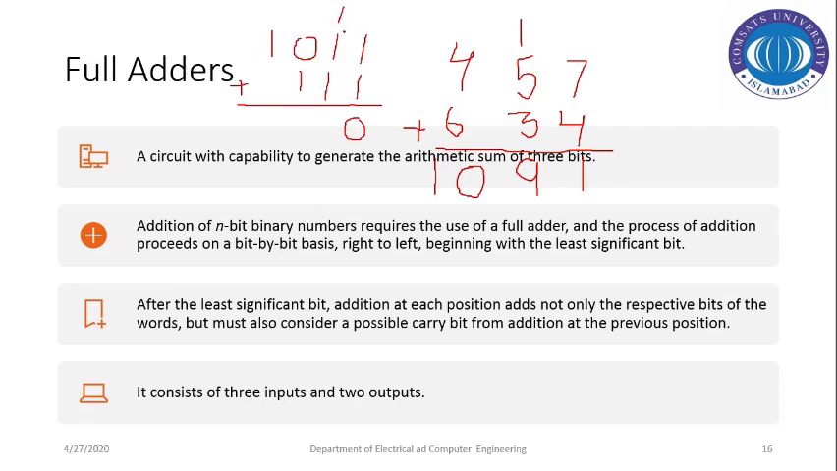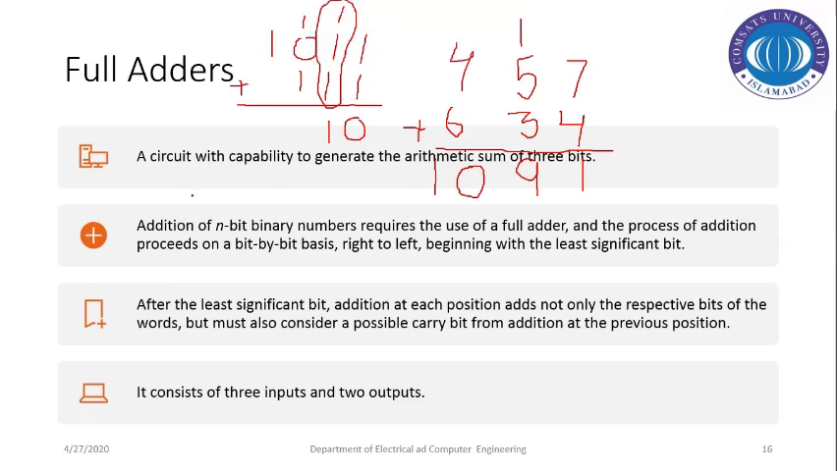with 1 carry. Now for this addition, in which we're going to add 3 binary bits, a half adder doesn't have the capability to process those 3 binary bits. In order to process them, we require a full adder circuit that has the capability to add 3 binary bits. So 1 plus 1 plus 1 equals 1 with 1 carry, and this process will be continued.